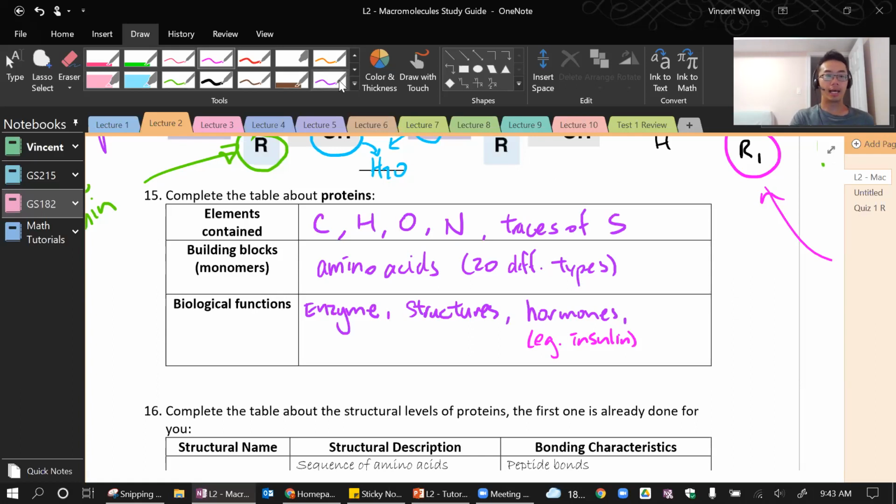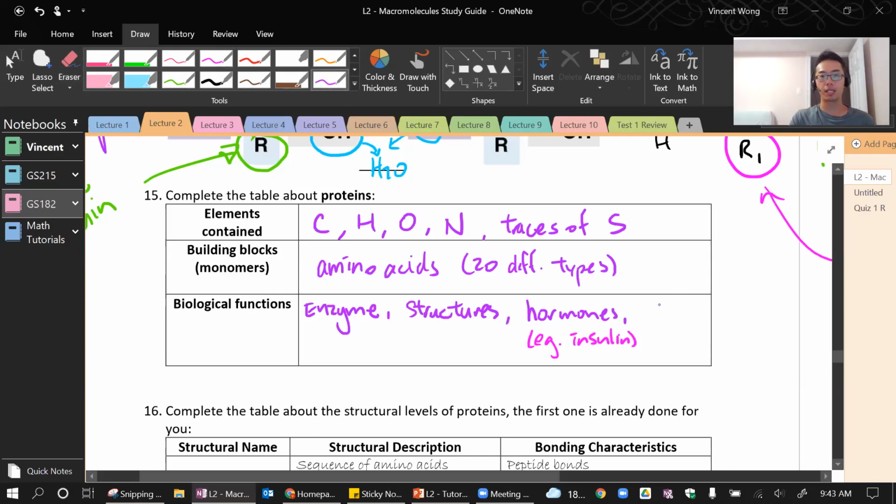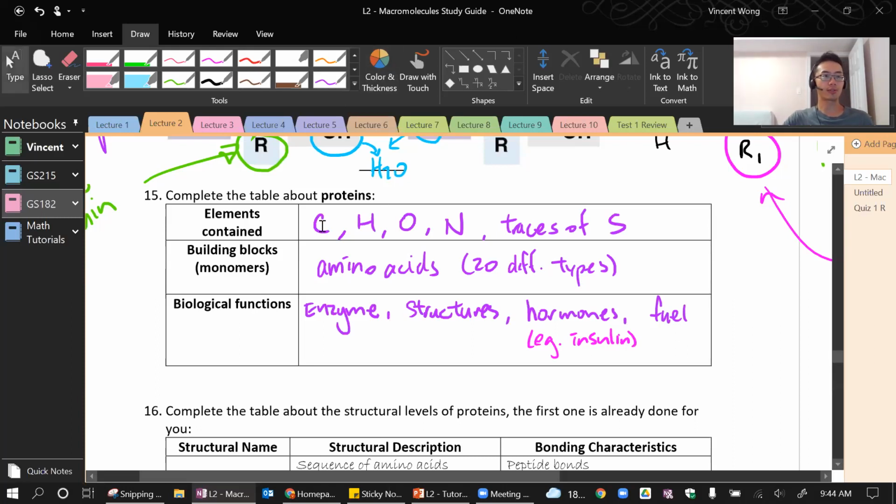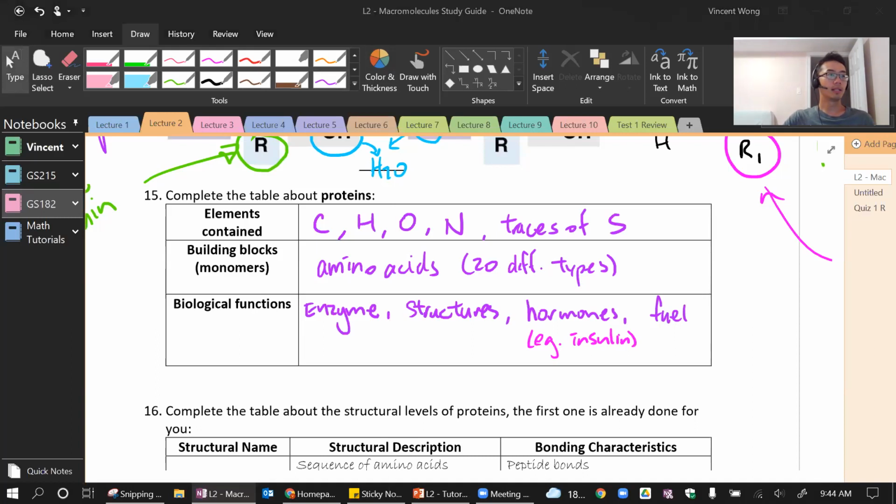And we can also use protein as fuel. This is like a last resort. Like I'm stranded on an island for 7 days. I have no food at all. At the beginning, you will burn your glycogen reserve, and then you will start to burn your fat, and then you will also start to burn your proteins later on. So you waste away your muscle, lose weight, because your body is breaking down the proteins and using the amino acids as food. So that's proteins. Next one.